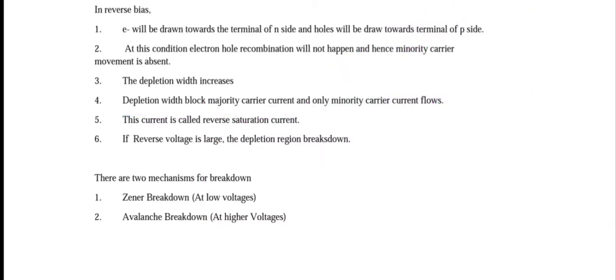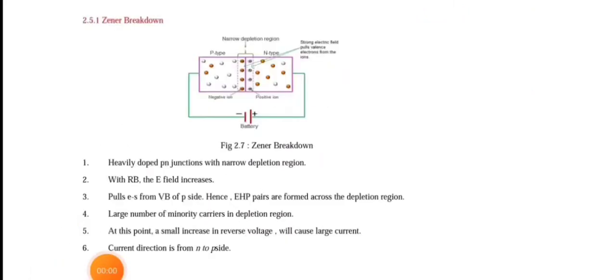So we will explain these one by one now. The first type of breakdown is Zener breakdown. Things to be remembered: Zener breakdown will happen at certain low reverse bias voltages, and second, it will happen for a heavily doped PN junction. Heavily doped PN junction means what? The donor and acceptor concentrations, the P and N region concentrations, will be very high. For a highly doped PN junction, the depletion region will be very narrow.